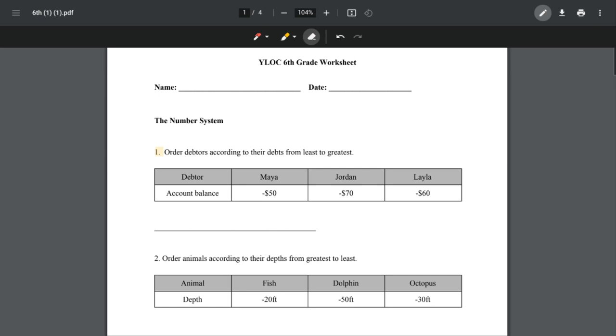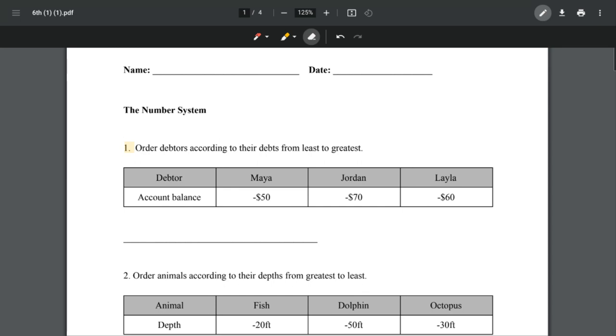Hey guys, this is lesson 27, and let's go ahead and get started. So, the number system, and we're looking at number 1. They're asking us to order debtors according to their debts from least to greatest.